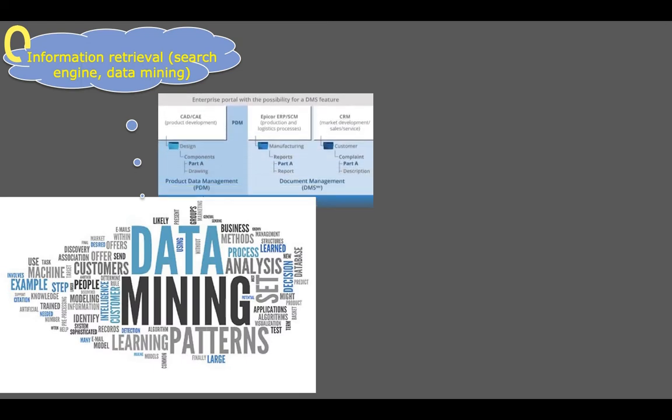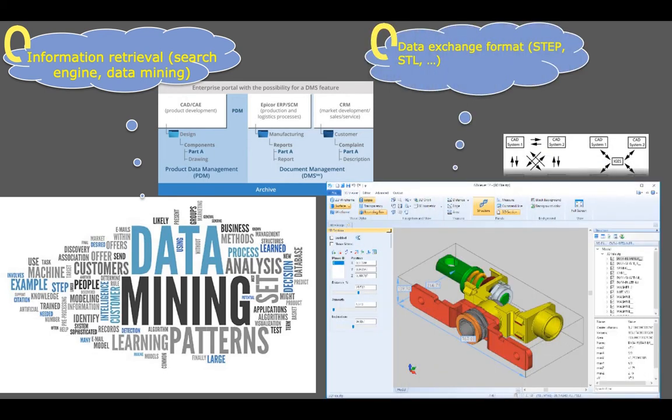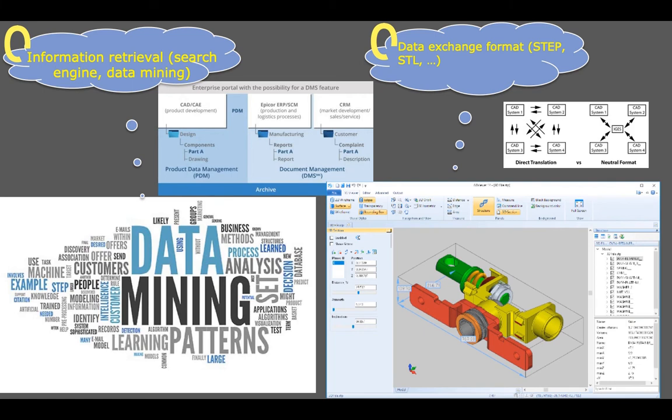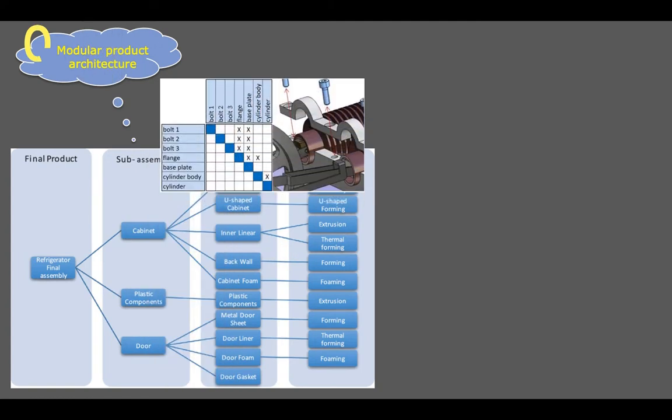The first one consists of developing intelligent retrieval approaches with information retrieval techniques such as search engines or data mining. The second technique consists of using data exchange formats in computer-aided design, storing models in well-structured libraries, and standardizing design solutions. The use of modular product architectures is also a very common approach used by companies to facilitate design reuse.